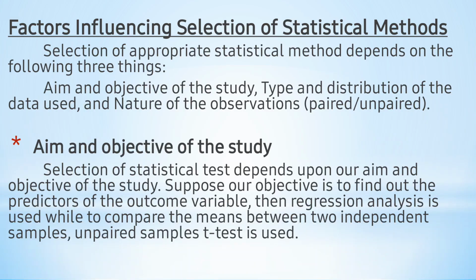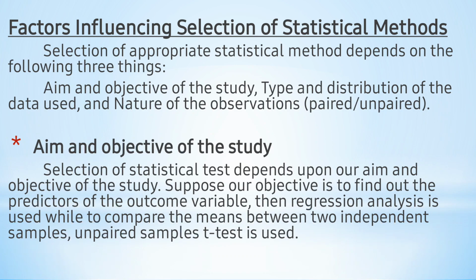Next, factors influencing the selection of statistical methods. It depends on the following three things: aim and objective of the study, type and distribution of the data used, and nature of the observation. The first one, aim and objective of the study. Objectives are specific, measurable, and achievable goals that outline what the researcher will accomplish in order to achieve the aim of the study. The aim provides a broad statement of what the study intends to accomplish.